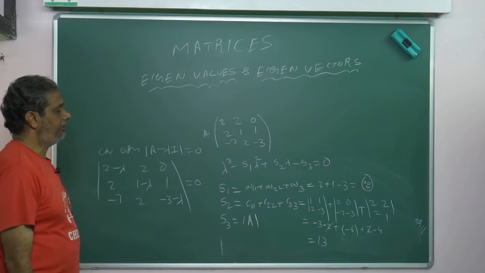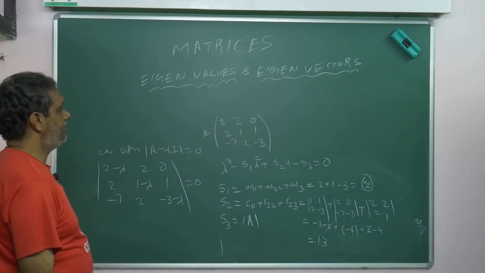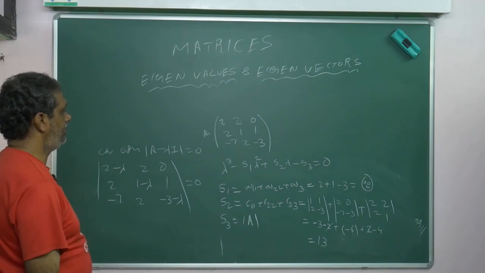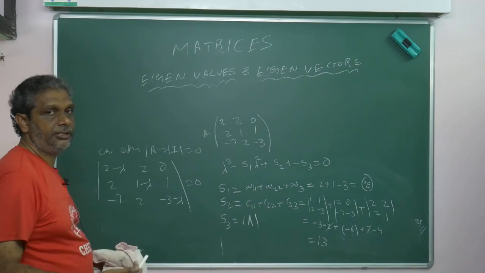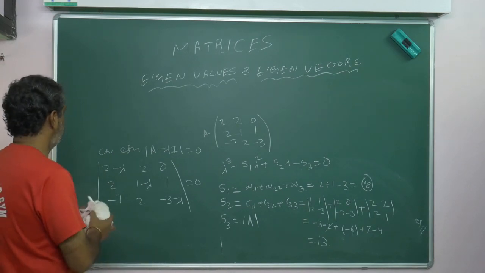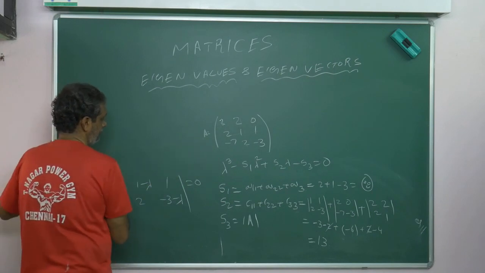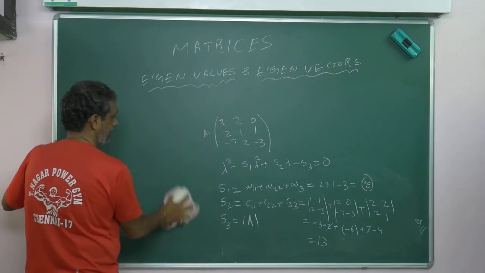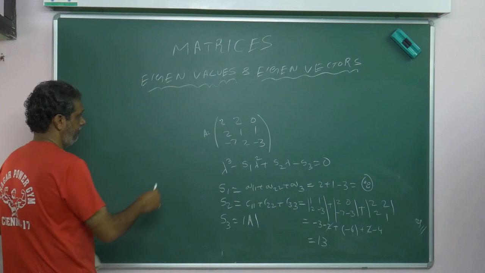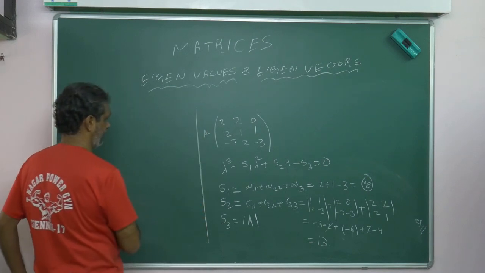Now I want to find S3. What is my S3? Determinant of A. How will we find the determinant? You are familiar already. You have done the 3 by 3 matrix determinant, you know. So shall I rub off? I don't want to rub there. I am finding the determinant here again, coming to the left side.